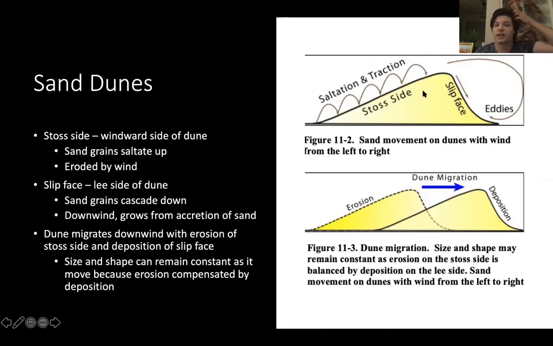The slip face, on the other hand, is the lee side of the dune. You can see here and here, sand grains cascade down, and they can also be caught in these eddies of wind, which deposit them at the bottom. So slip faces are downwind, and they grow from the accretion of sand through those eddies and through the cascading of sand down. It's also important to know that dunes migrate downwind with erosion of the stoss side and deposition of the slip face. And because erosion is compensated by deposition, the size and shape can often remain constant as the dune moves.